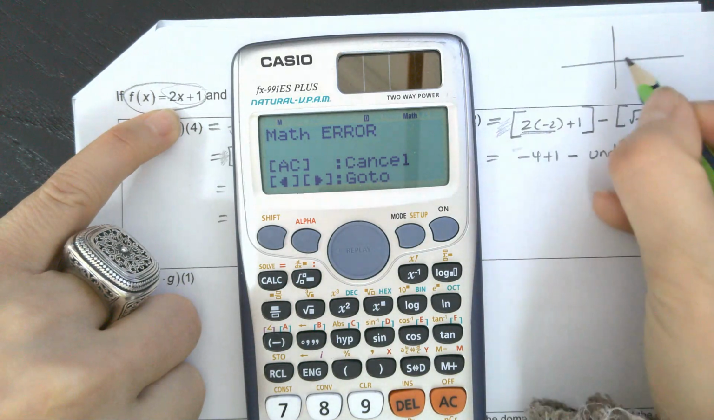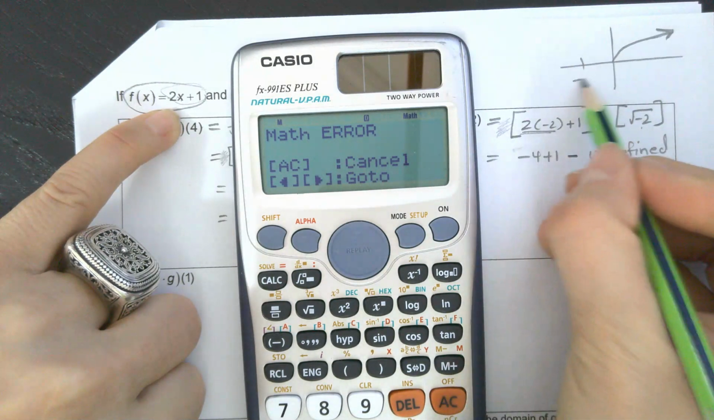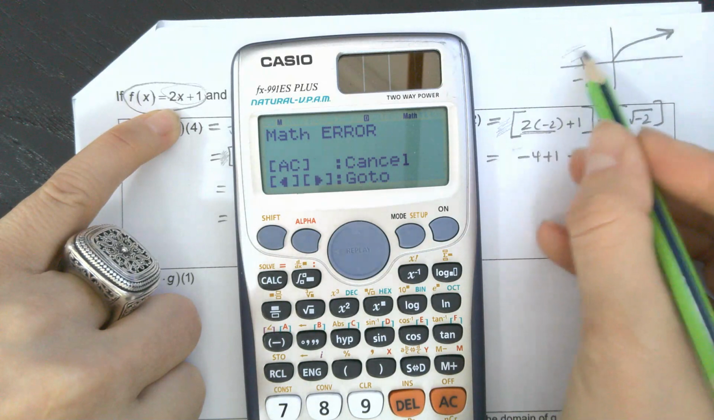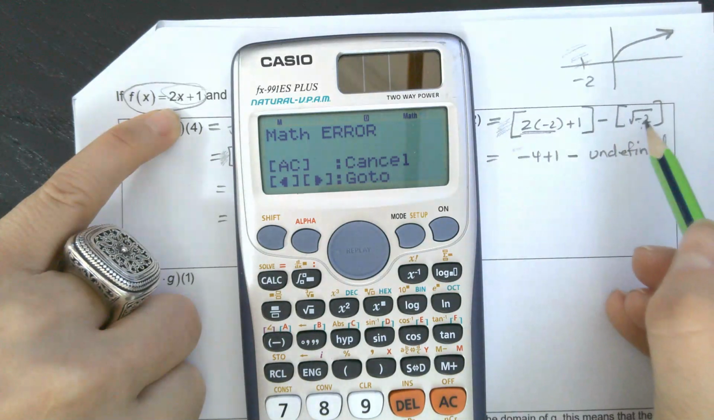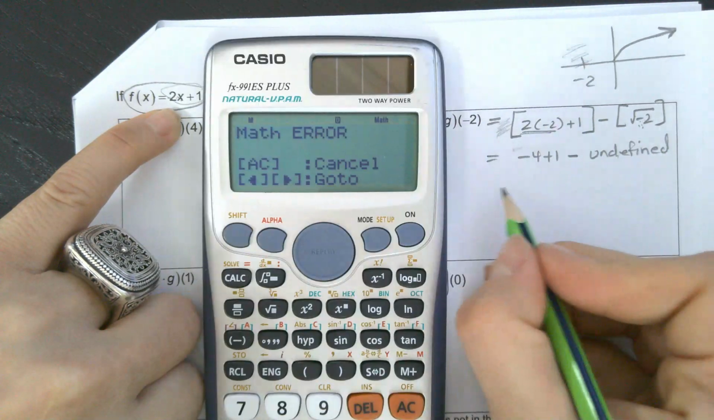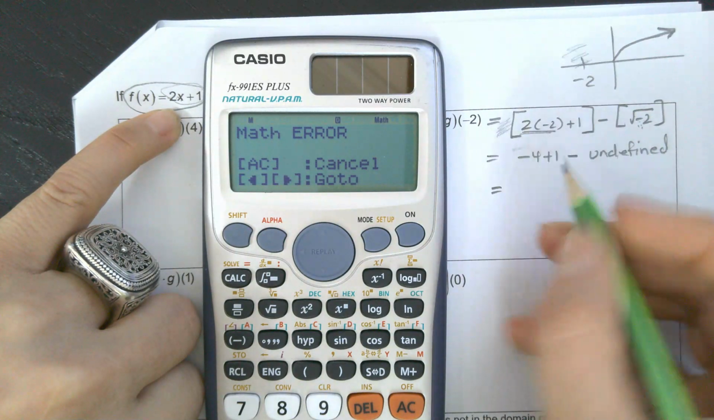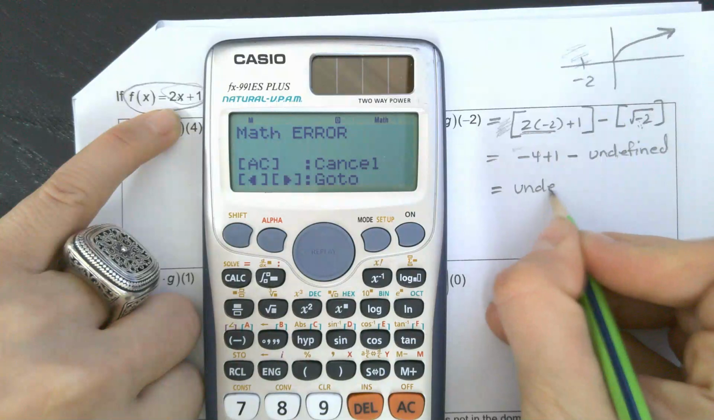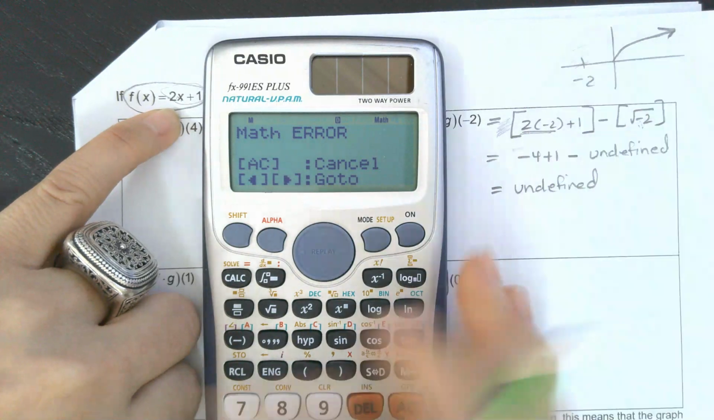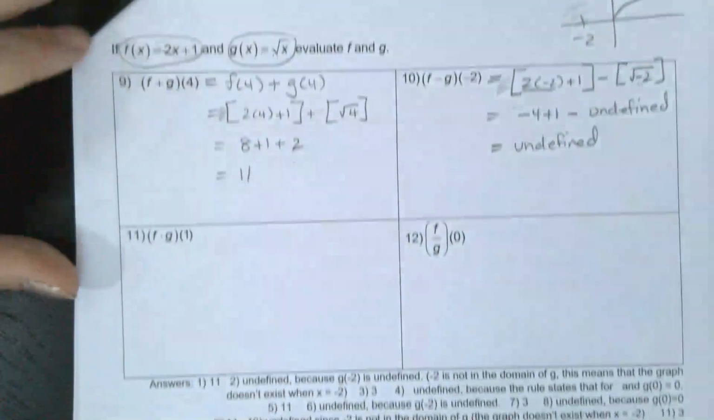If I look at the graph of this, at negative 2, there is no graph here. So this does not exist. That's why we say undefined. So because I have an undefined in part of this, the whole thing is undefined. Okay. Let's look at the next one.